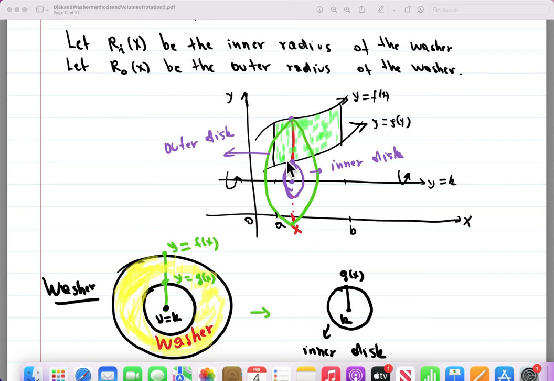So at this point x, I will make a vertical slice. I'm going to slice my object. When I slice the object and look at the side view from the right, I'm going to see an empty space, a hole there, and you're going to see the inner circle and then the outer circle.